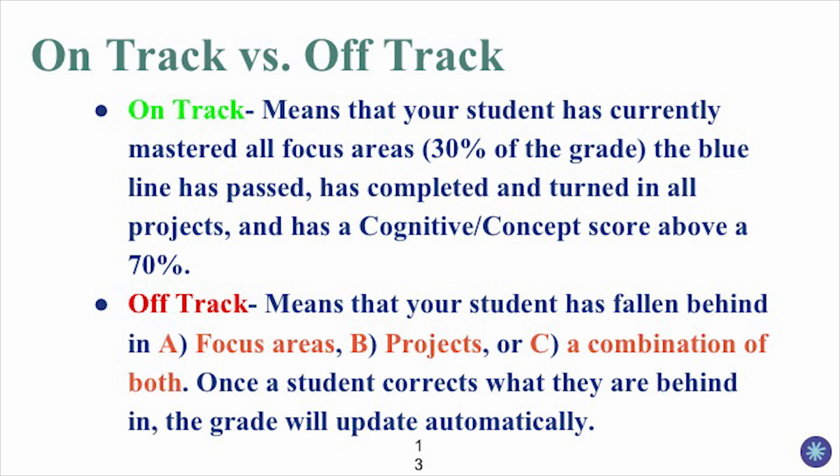If a student is off track, that means that the student has just fallen behind in one of these areas. Whether it's they have not yet mastered a focus area, or they maybe haven't been able to turn in a project on time, or maybe one of their cognitive skills is a little lower than expected. But the beauty of it is that any student can redo any cog skill in order to receive a higher score.